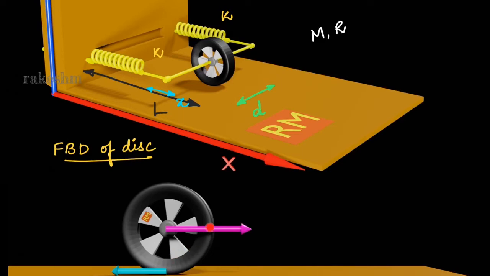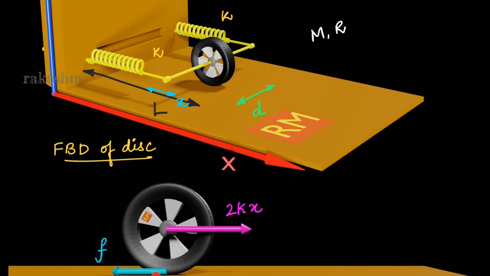So this is a disc here, and let us draw the free body diagram. I am considering only the forces along the x-axis, which is in the horizontal direction. Firstly, as there are two springs, these two springs are compressed by x. So they exert a force along the positive x direction. I'm representing this here. So the two springs are exerting a force in this direction, which is 2kx.